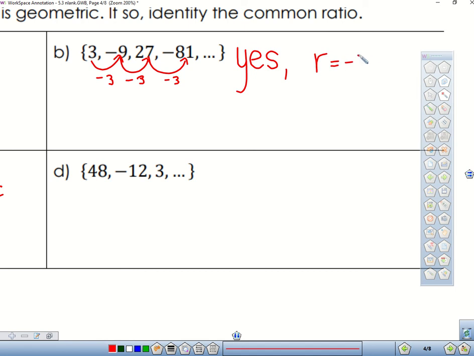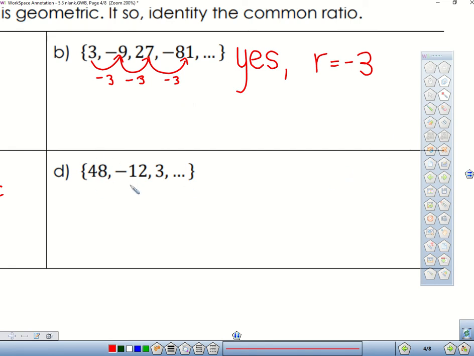Negative 3. So something to always note when you're dealing with geometric sequences. If you have a negative common ratio, what do you notice happens with the terms? Yeah, exactly, good. It alternates. So it goes from positive to negative to positive to negative. And that will always happen if you have a negative common ratio, because you're going to multiply a negative by a negative. That's going to become a positive, positive, negative, and so on. It's just going to keep alternating. Okay, so that's another thing to look out for.